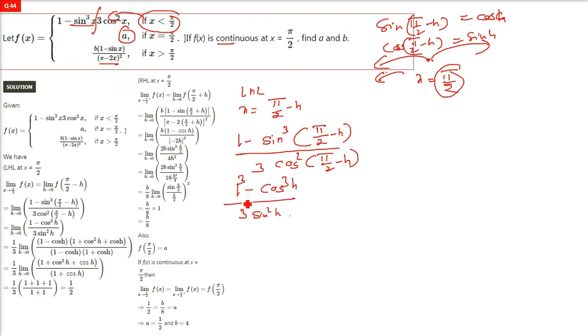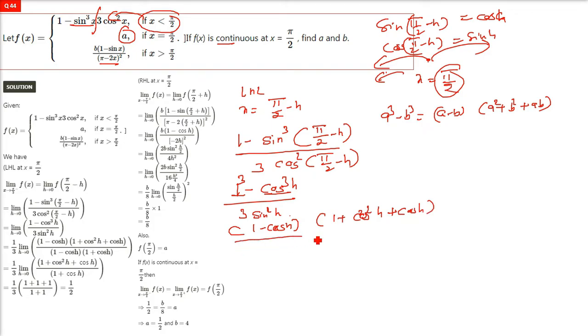Now just assume it to be 1 cube, so that we can apply the formula of a cube minus b cube. What is a cube minus b cube? It's a minus b, a square plus b square plus ab. Okay. So we have 1 minus cos h here, and here we have a square, that is 1 square plus cos square h plus 1 into cos h. Okay, let us apply it here.